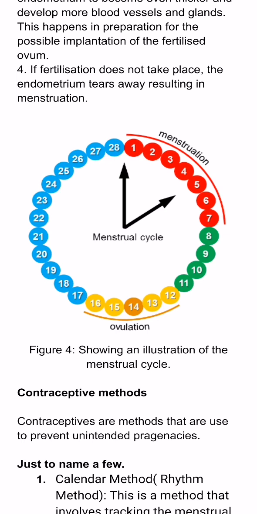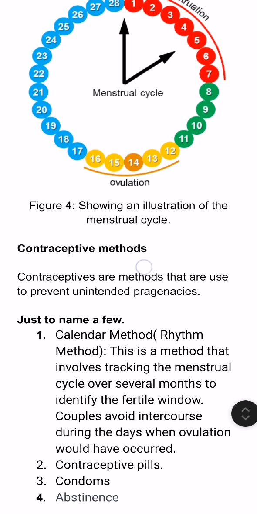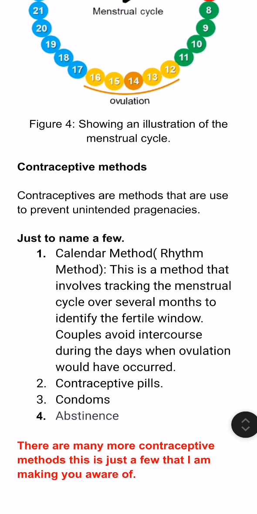Okay, so another issue that we might have to discuss in relation to the topic that we're doing is what we call contraceptive methods. Contraceptive methods are methods that are used to prevent unintended pregnancies. That is the whole purpose of contraceptive methods, right? I'll just name a few, because I believe that you are school learners and you're not at a stage yet where you should be planning to have kids. These are some of the most common contraceptive methods.